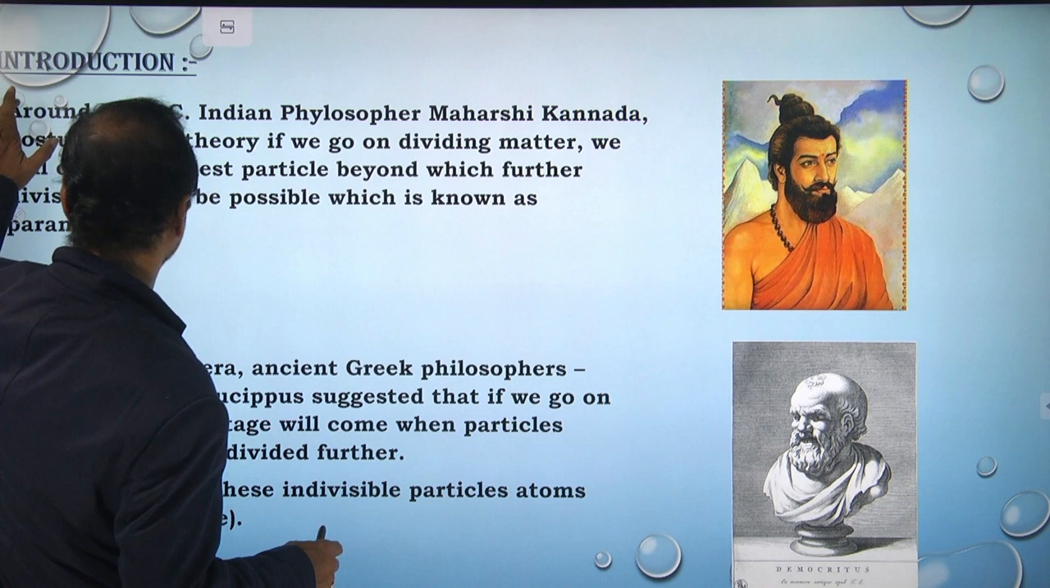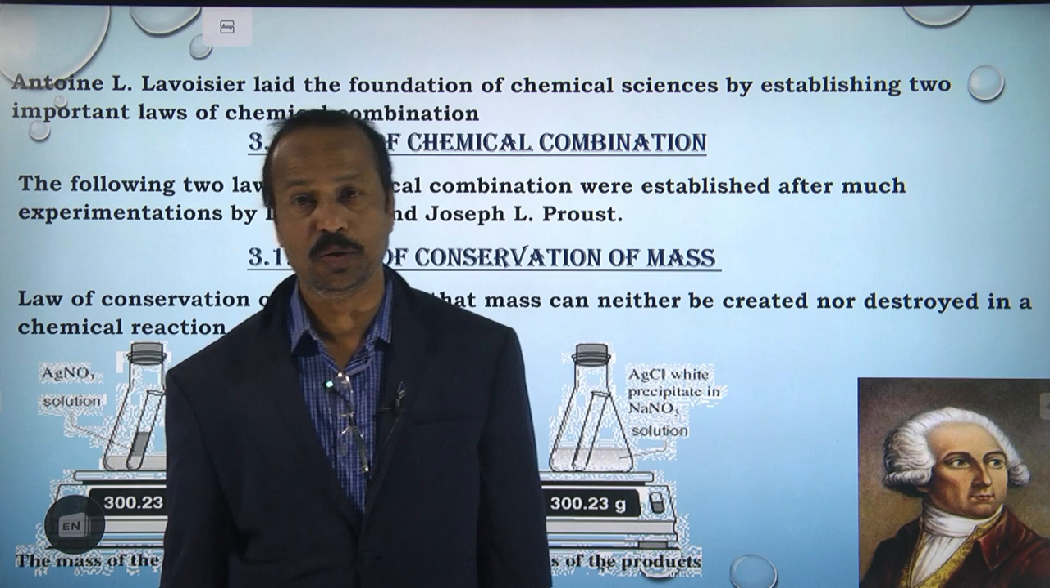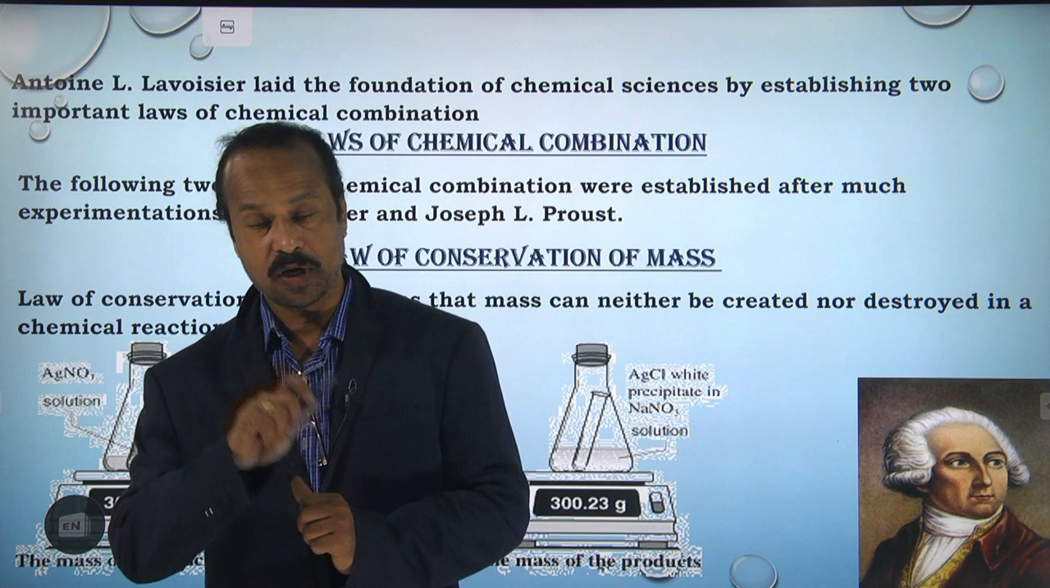After that we discussed the law of conservation of mass and the law of constant proportions. So the law of conservation of mass states what? Mass can neither be created nor destroyed during chemical reactions. The total mass of the reactants is equal to the total mass of the products. So that is about the law of conservation of mass.